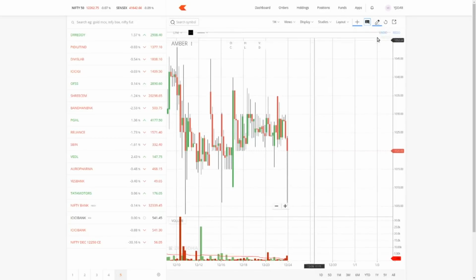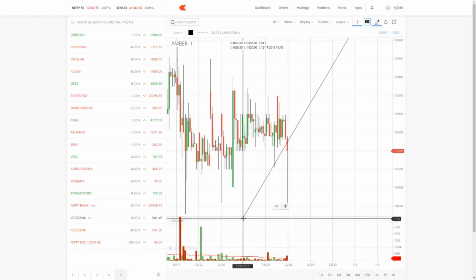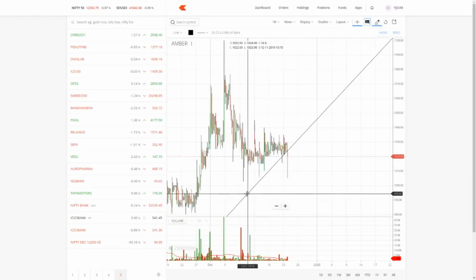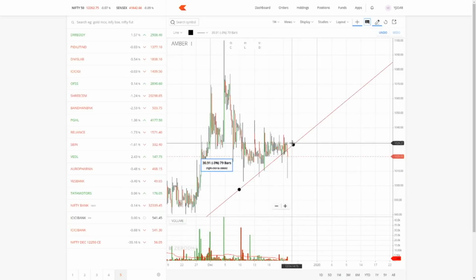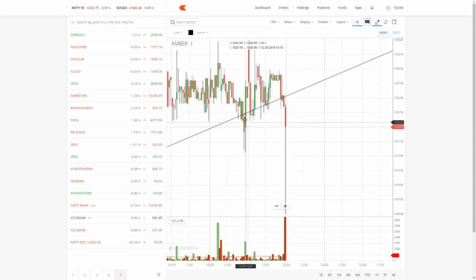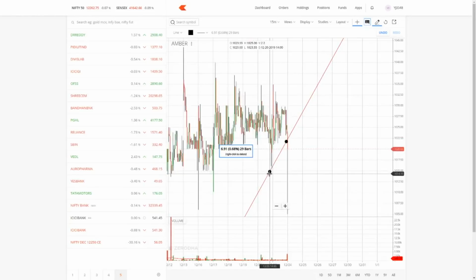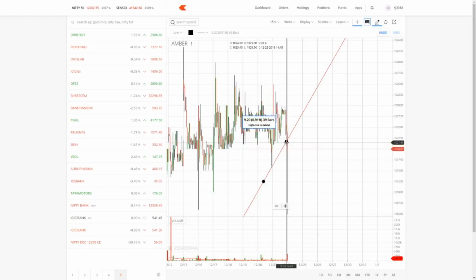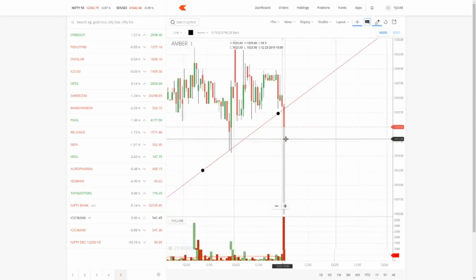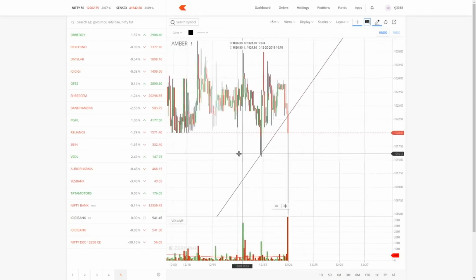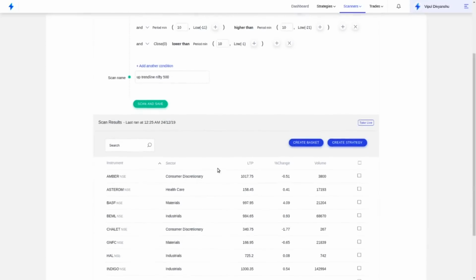So if I draw a trend line from here, sorry, this has to be 15 minutes. Sorry about that. Yeah, so now let me just adjust this line. We can clearly see that a bearish breakout has happened. Let's look at another stock.